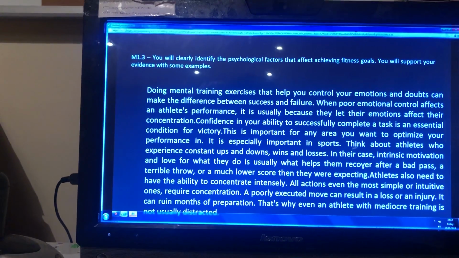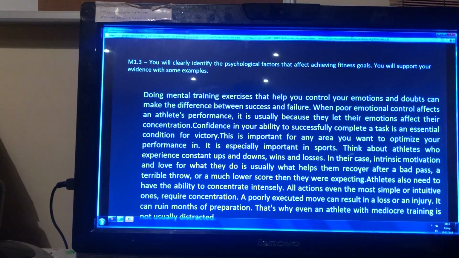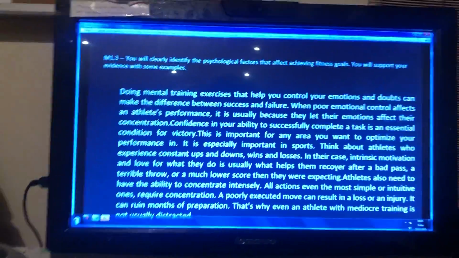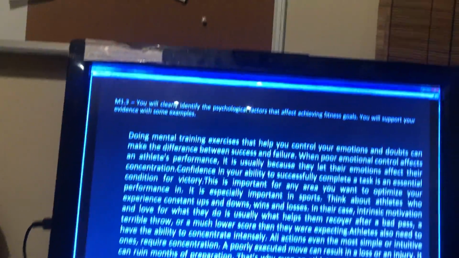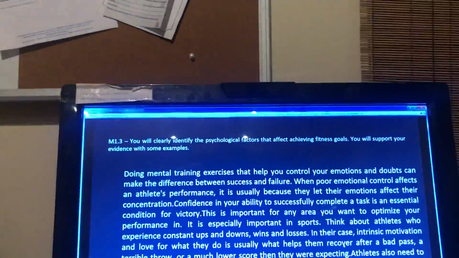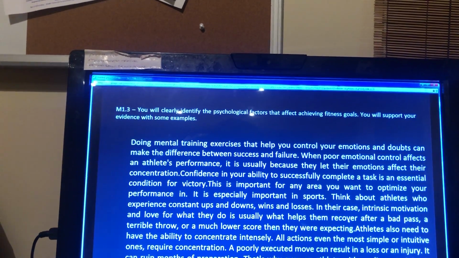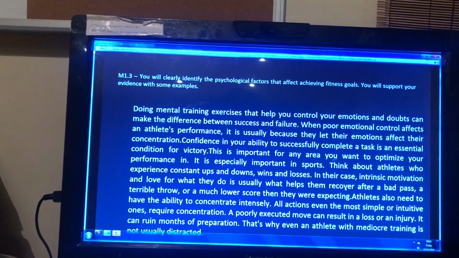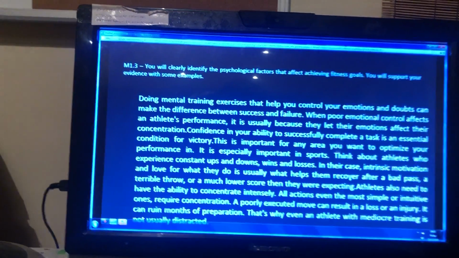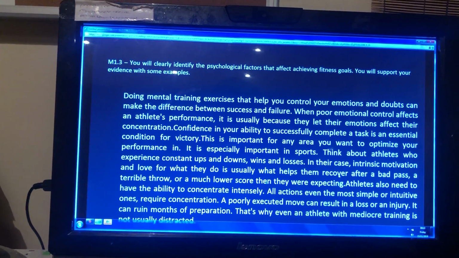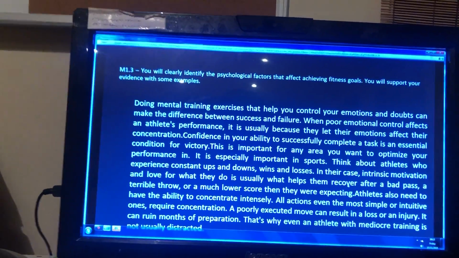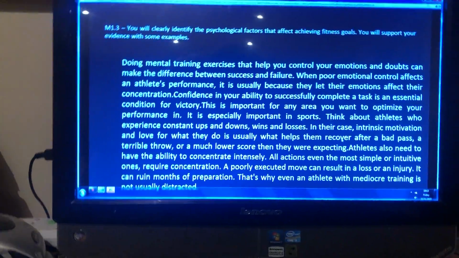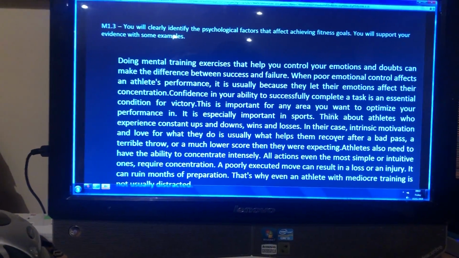Doing mental training exercises that can help you control your emotions and doubts can make the difference between success and failure. When poor emotional control affects an athlete's performance, it is usually because they let their emotions affect concentration. Confidence in your abilities to successfully complete a task is an essential condition for victory.